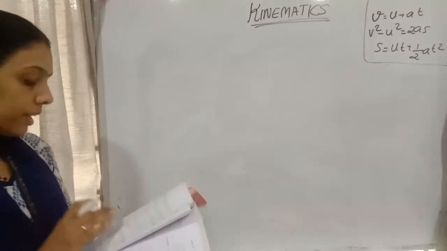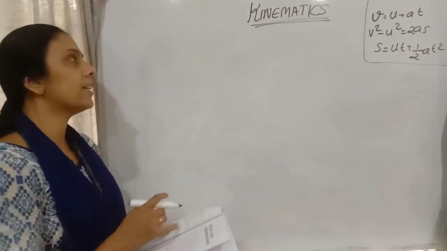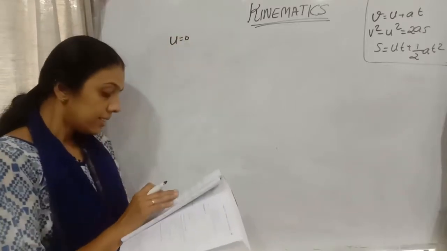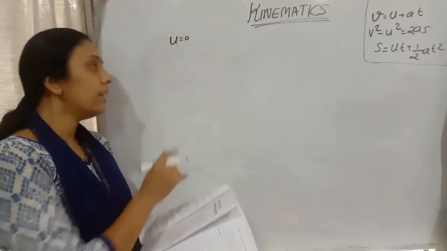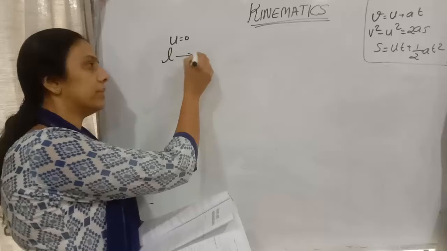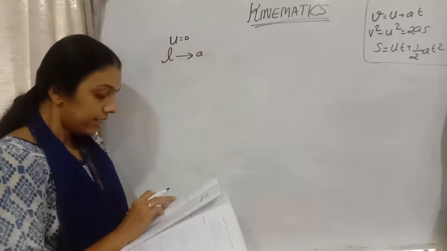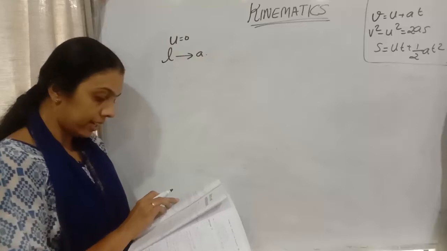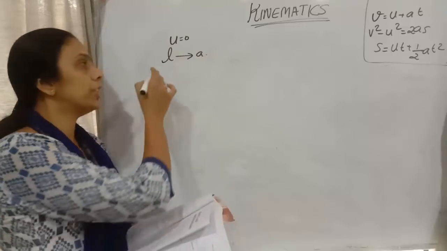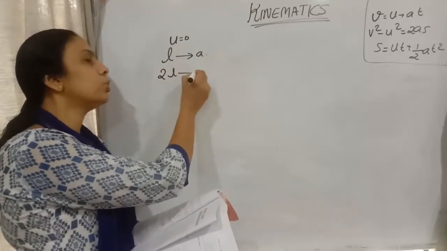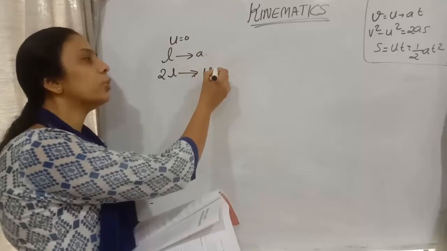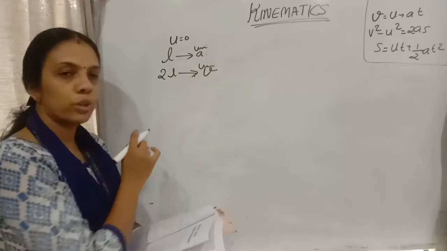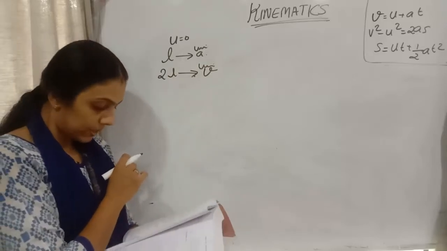So here in the question it is given a particle is starting from rest and traverses a distance L with uniform acceleration. Then it moves uniformly over a further distance 2L. Uniform motion, in the 2L distance it is under uniform velocity.